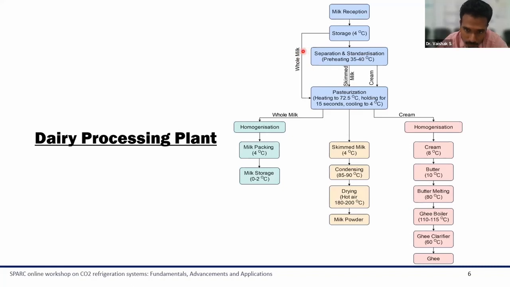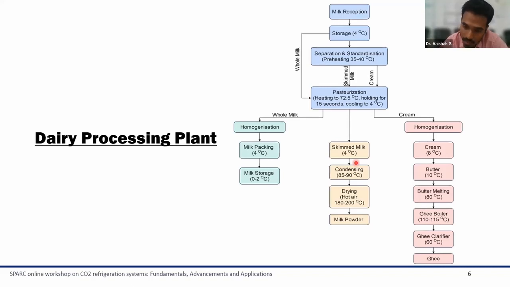Please note here, we can also use whole milk for milk powder production. That depends upon the processing plant. Now, for milk powder production, the skimmed milk is first condensed, meaning the water in that skimmed milk is evaporated at a temperature of 80 to 85 to 90 degrees Celsius so that the water content in that milk gets reduced.